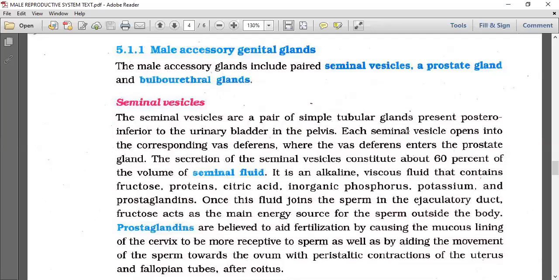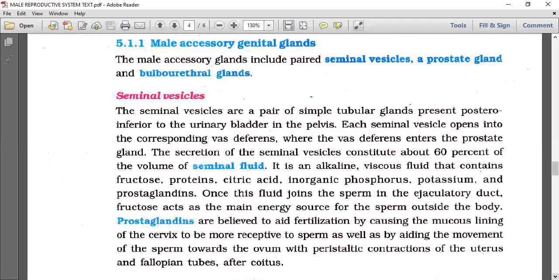So the things to be remembered here: the seminal vesicle contributes 60% of the volume of seminal fluid. The major contents to be remembered are fructose and prostaglandins. The main source of energy is fructose, and the prostaglandins play a vital role in making the cervix of the female receptive to the sperm, and in making the peristaltic contractions of the uterus and fallopian tube carry the sperm towards the fallopian tube. So for the fertilization process, they are going to help. Those are the things to be remembered in the case of seminal vesicles.